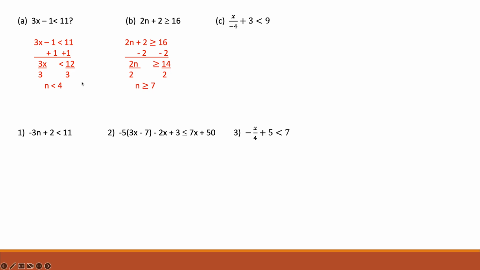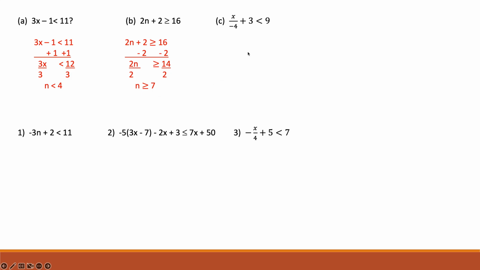Now, the next thing I want you to notice in both of these is that you divided by a positive number. When you divide by a positive number, you don't go changing any signs. You started with the less than, you ended with a less than. Started with a greater than or equal to, you ended with a greater than or equal to. That's not the case when we multiply or divide an inequality by a negative.